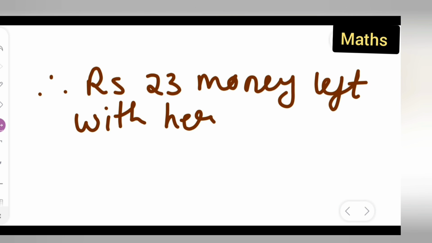So what money she had plus what she got from her mother, you add, and then subtract the money she spent, and you get the answer: rupees 23 is left with her. I hope you have understood how to solve this word problem. It is very easy, and if you have any doubts or queries, you can comment below. Thanks for watching.